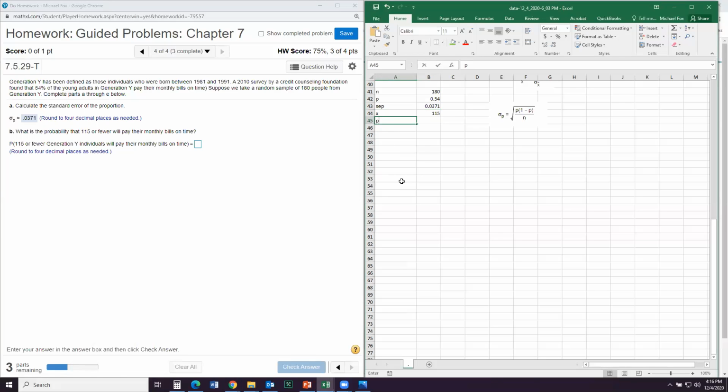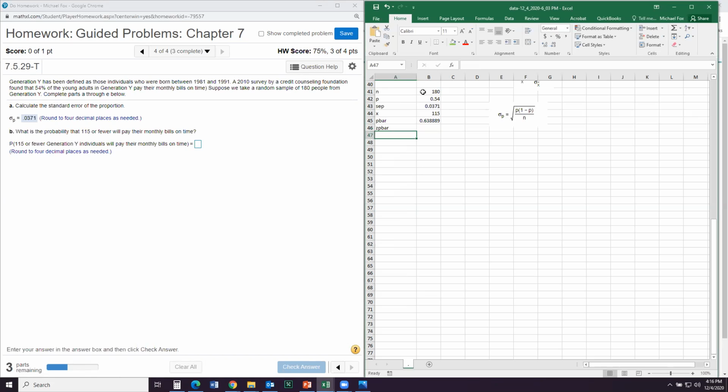So then I'm going to do p bar, which is a sample proportion, okay? And our sample proportion is going to be x, what we observe, divided by sample size. And now we're ready to calculate a z-score for a given proportion.